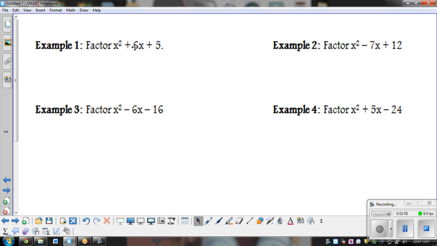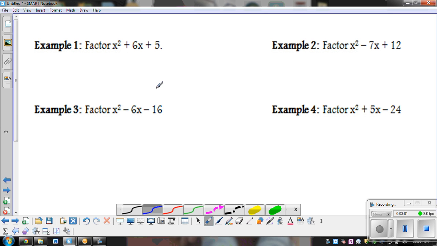So example 1, factor x squared plus 6x plus 5. Just a reminder that you are looking for numbers that multiply to 5, the last number, and then add to 6. So resist the urge to use 2 and 3, because that would be backwards here. We want to multiply to 5. So make your parentheses, put x in the front, and I need 2 numbers that multiply to 5 and add to 6. Well, that would be 5 and 1. So in your parentheses, you put plus 5 and plus 1 after the x's. And it doesn't matter, you can put the 1 first and the 5 second. It would be the same thing since they're both positive.